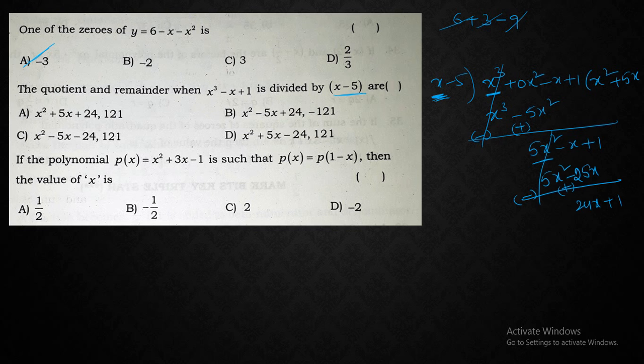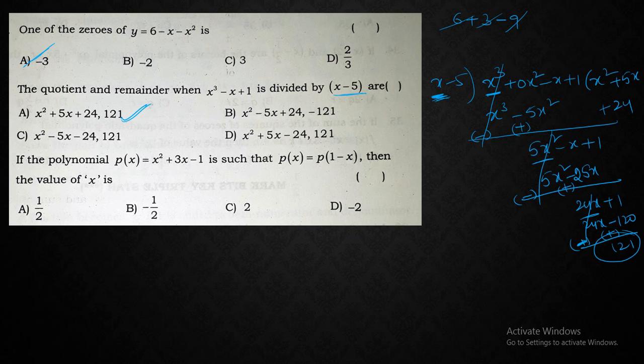Now here we have x, here we have 24x. If I want to make x into 24x, we need to multiply by 24. So this becomes 24, and next minus 5 into 24 is minus 120. Now when I change the sign, this becomes minus, this becomes plus, so this becomes 121. So x square plus 5x plus 24 is the quotient and 121 is the remainder.